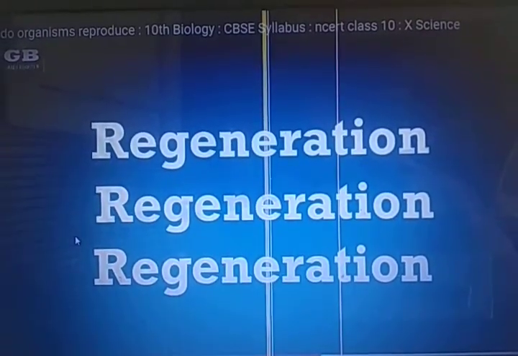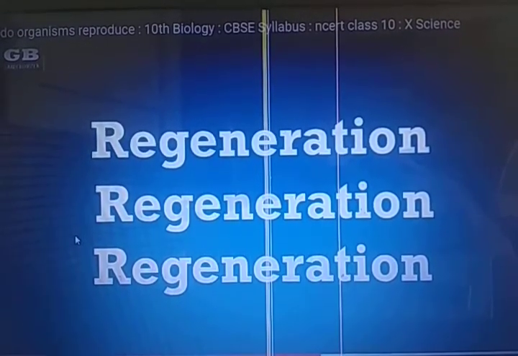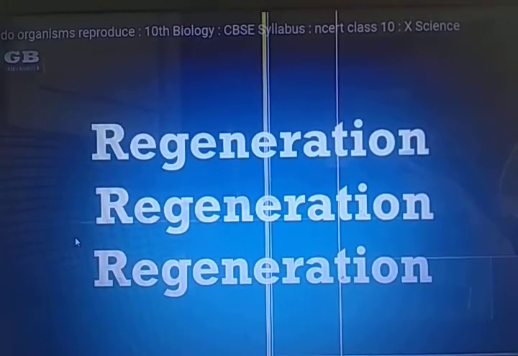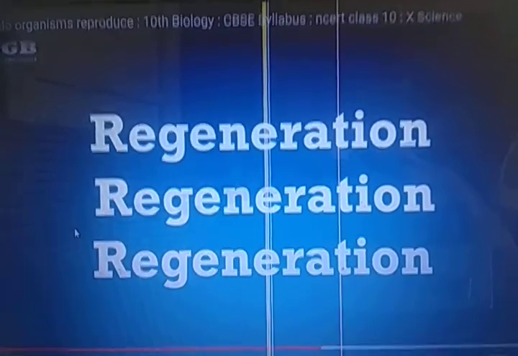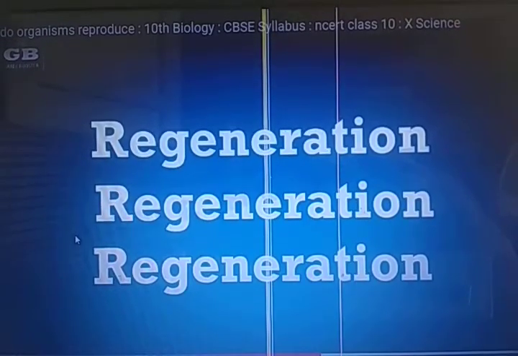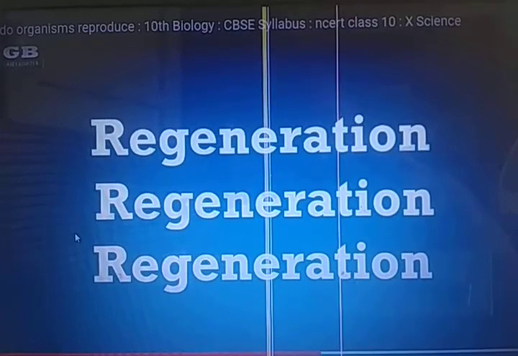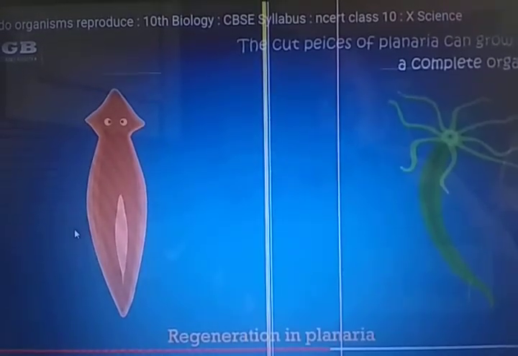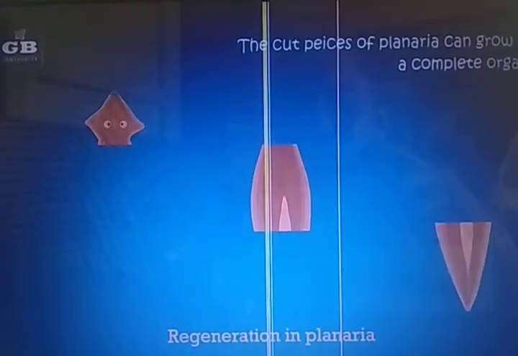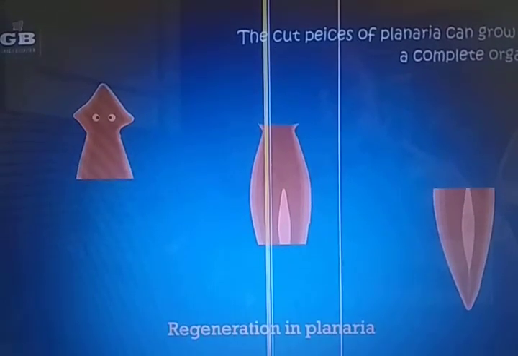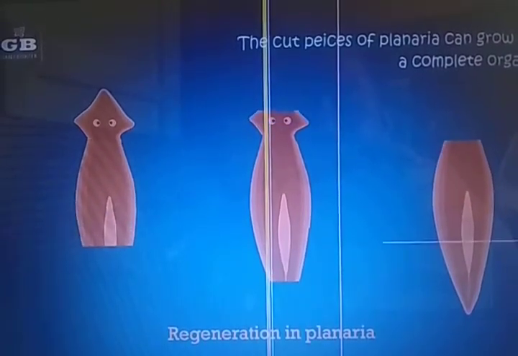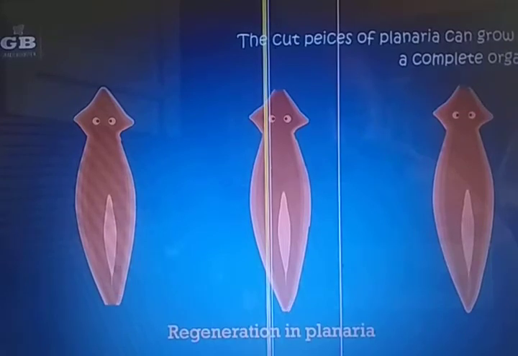Let's take an example. If the body of a Hydra or Planaria is cut or broken into many pieces, each piece grows into a complete organism. Let's take an example here. If you cut it, it will grow into a new organism. That means it regenerates, like the tail of a lizard.